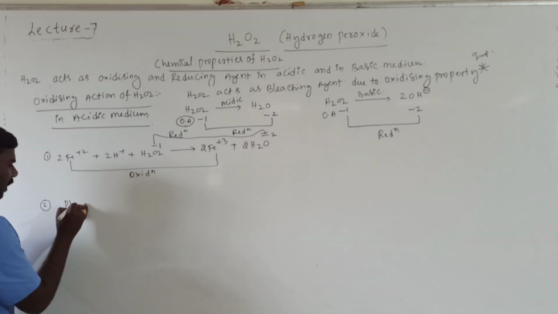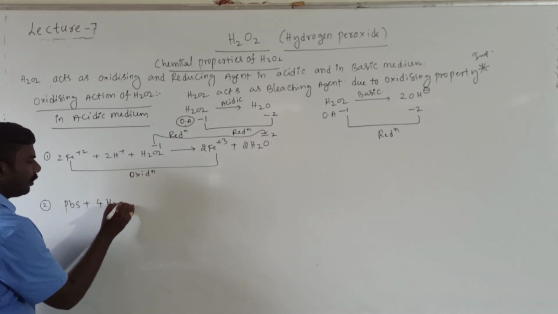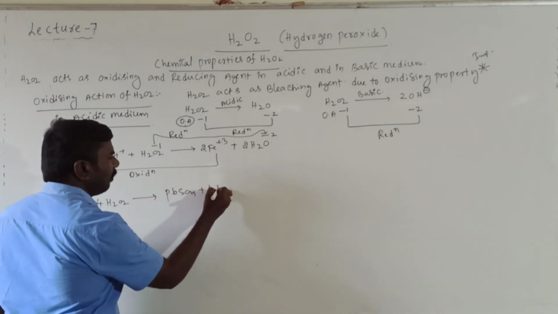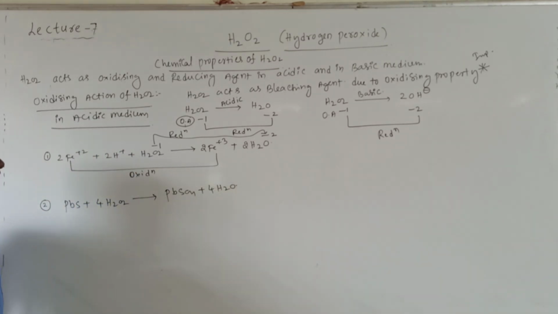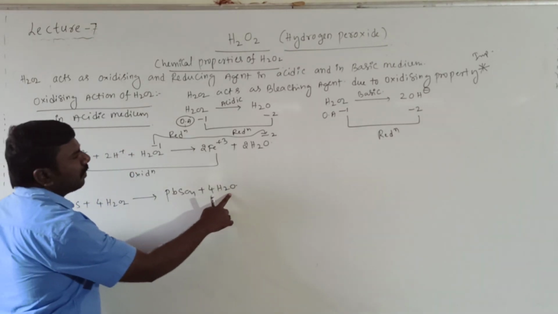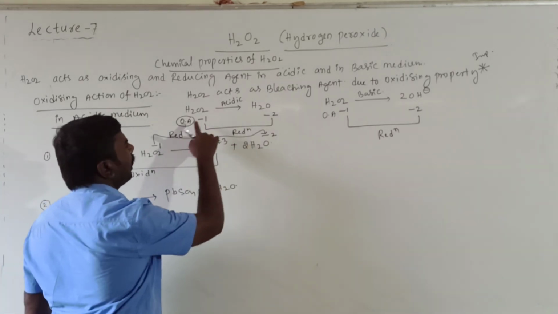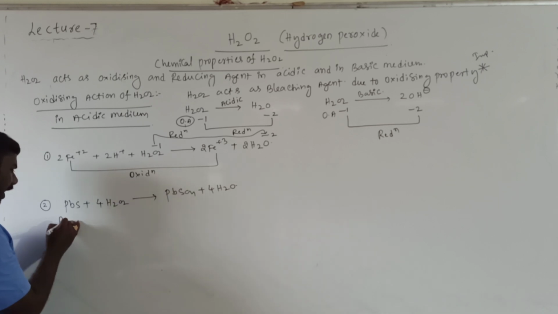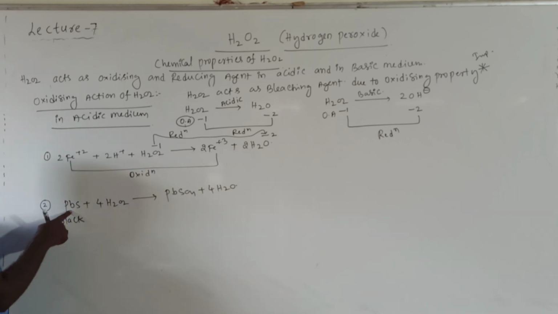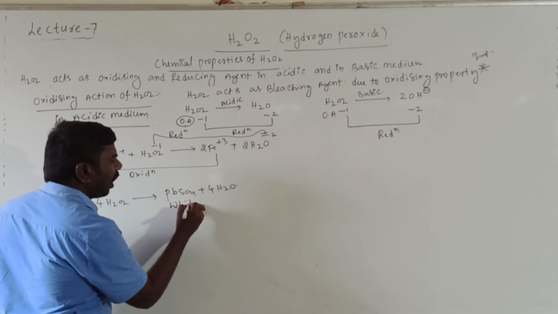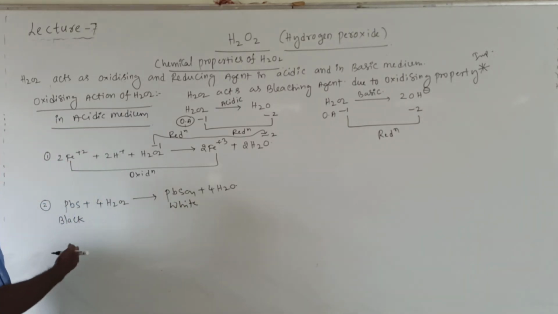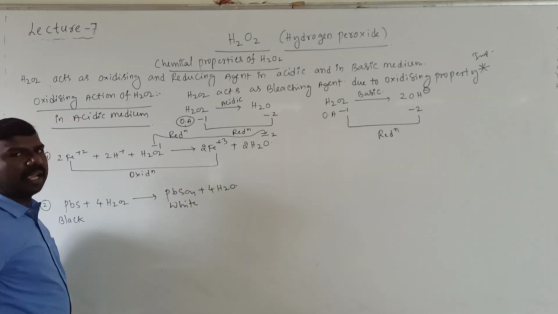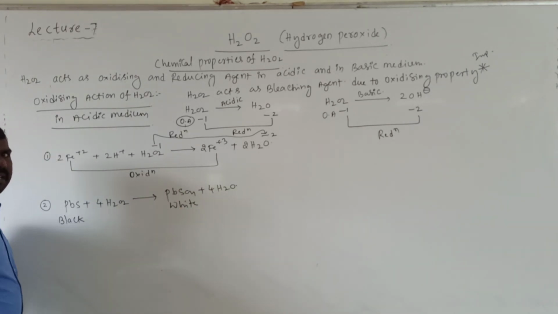Second, PbS plus 4H2O2 gives rise to PbSO4 plus 4H2O. Here H2O2 is converted into H2O, acting as an oxidizing agent. Black lead sulfide is converted into white lead sulfate, which matters especially in paints.